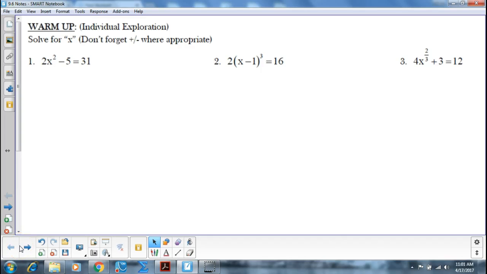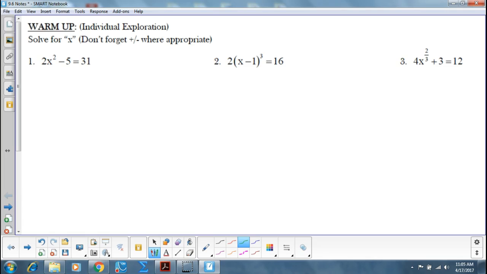So what I would like you to do is I would like you to do these 3 warm-ups. They are not in your textbook, so you can do them on a separate sheet of paper, the backside of something, wherever. 3 warm-ups for you to do at this time. First one, I would add 5.